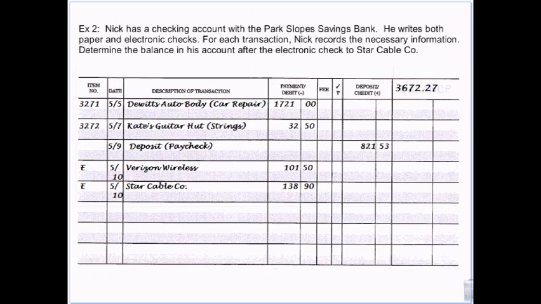Okay, so this is the check register, like a normal check register that's full length. And you'll notice that the difference between that and the debit card register is that the debit register does not have a column for item number. It does not have separate columns for payments and credits. So those two columns are missing. Otherwise, it's basically the same.